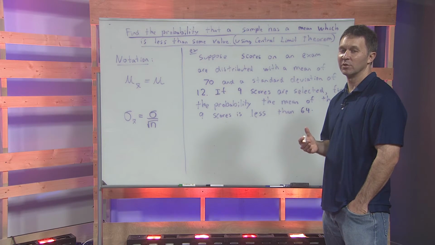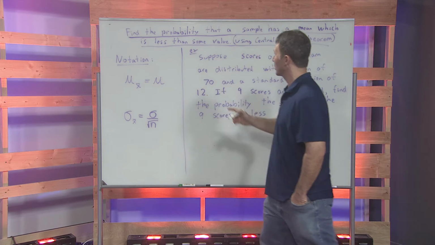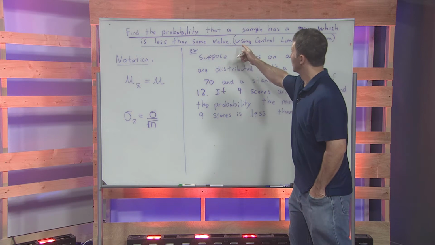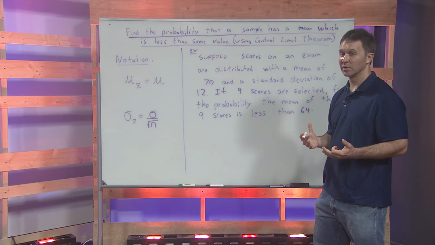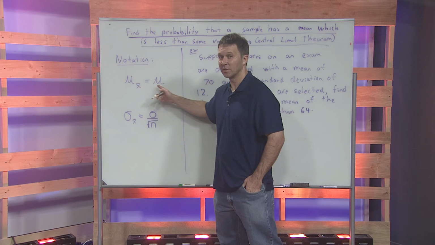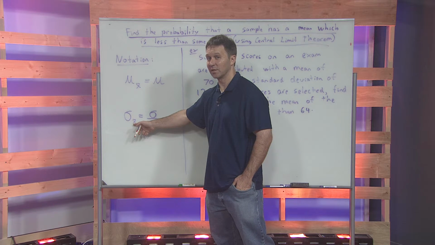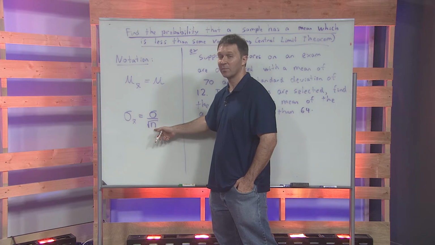Okay, in this example, we're using the central limit theorem. And the topic of this video is to find the probability that a sample has a mean which is less than some value using the central limit theorem. Now remember, when you're using the central limit theorem, the key points to remember are that the mean of the means is equal to the original mean, and the standard deviation of the set of sample means is equal to the original standard deviation of the original data divided by square root of n.